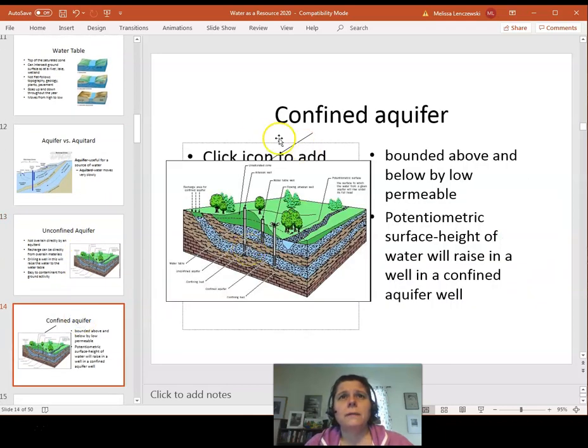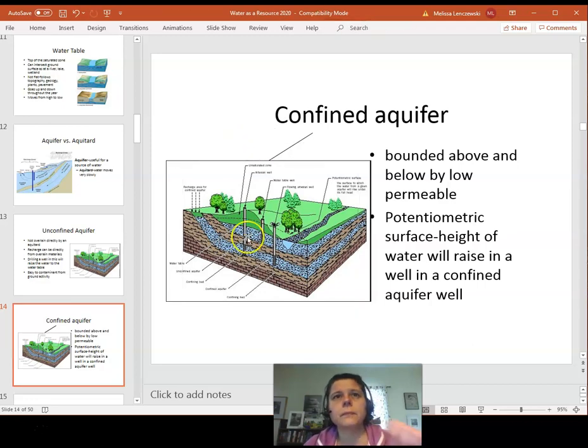And then we have the term confined aquifer. A confined aquifer, again, is confined on the top and the bottom by, say, clay. So it's getting squeezed in between those. Above and below it is a confining layer, so it's held tightly inside of there. When we put a well inside of it, the water will come out of that well, and it will rise to what we call the potentiometric surface.